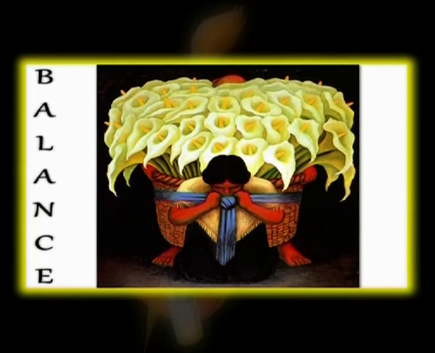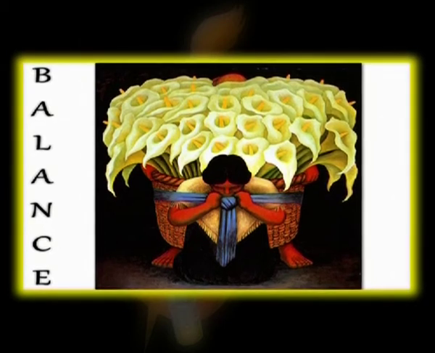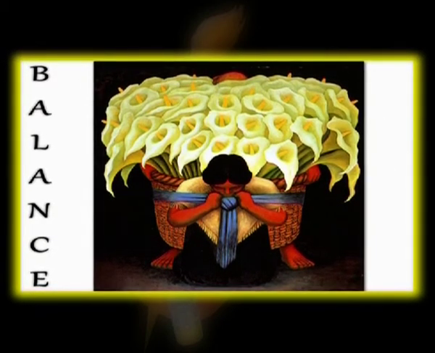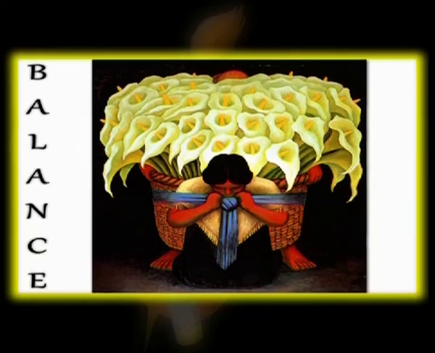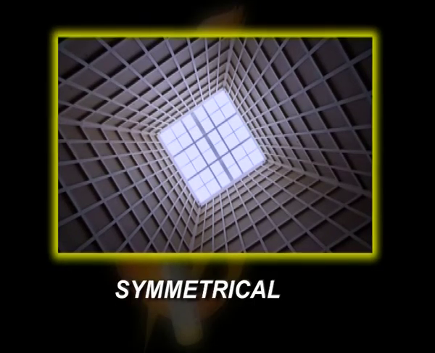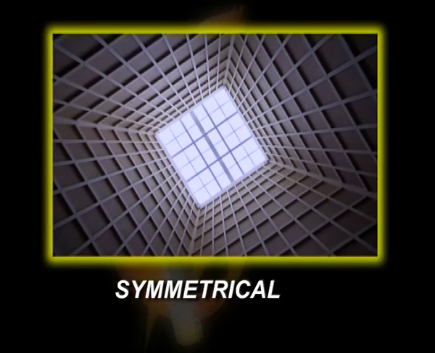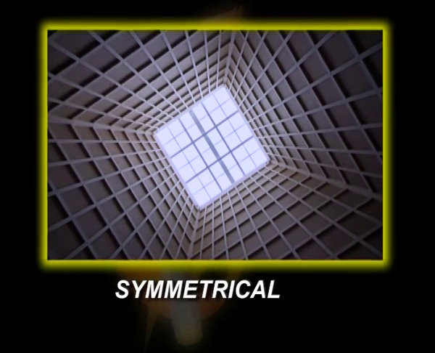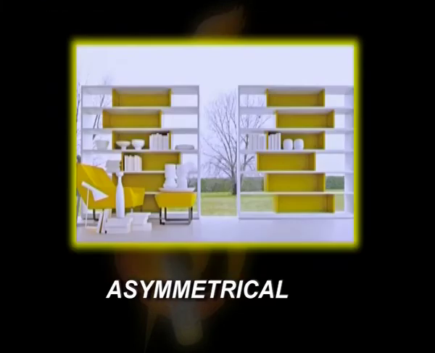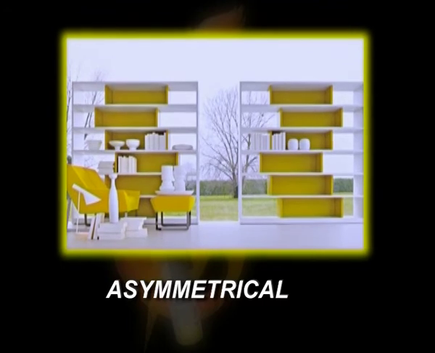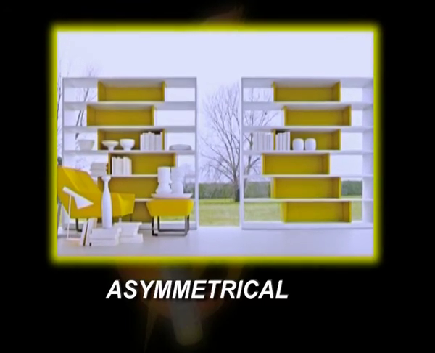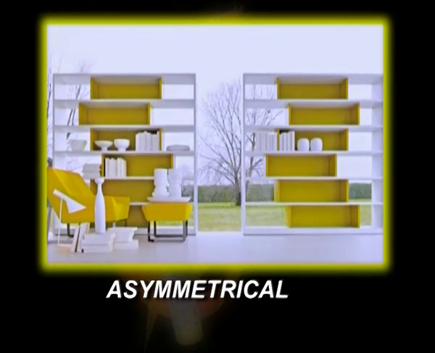Balance, equalizing the visual weight of elements. This can be symmetrical, asymmetrical, and radial. Symmetrical balance is characterized by the same objects repeated in the same position on either side of a vertical axis. Asymmetrical balance is achieved with some different objects that have equal visual weight or eye attraction. Asymmetrical balance is more casual and less contrived in feeling, but more difficult to achieve.